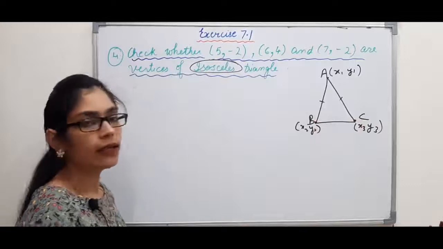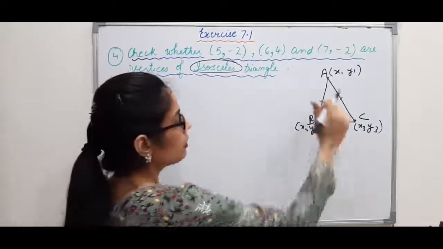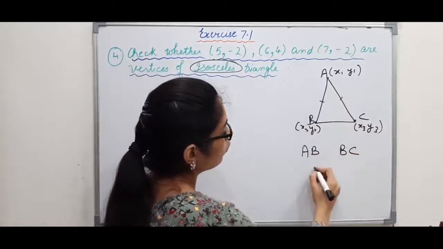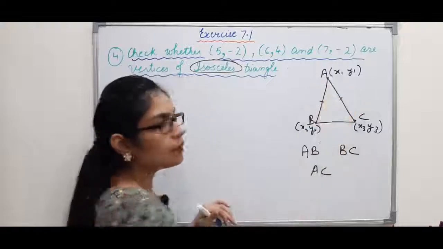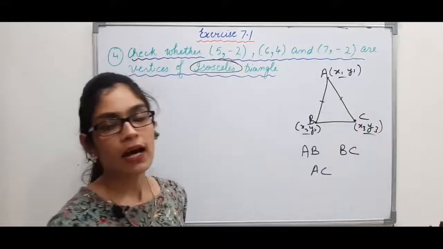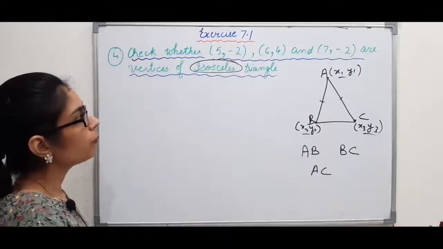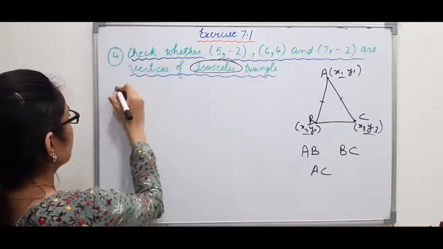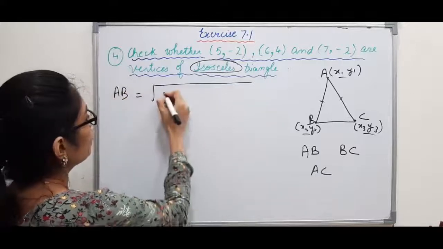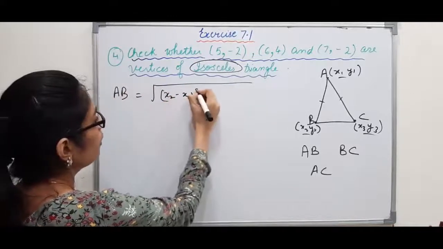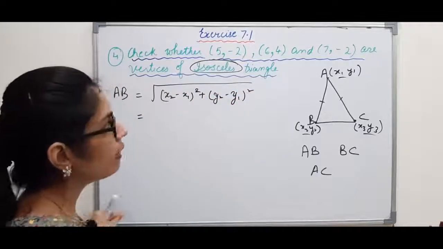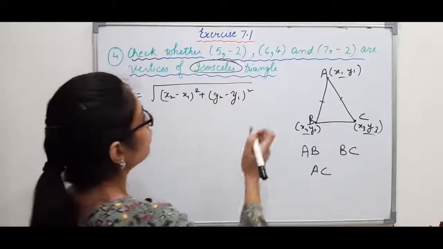So which means again I have to find the distance. I have to find AB, I have to find BC and I have to find AC. Basically I have to find distance because coordinates are given to me. So we have to proceed the same way. First we will find AB. The distance formula we have to apply is x2 minus x1 whole square plus y2 minus y1 whole square. So we just have to see the values of x1, x2 and y1, y2.